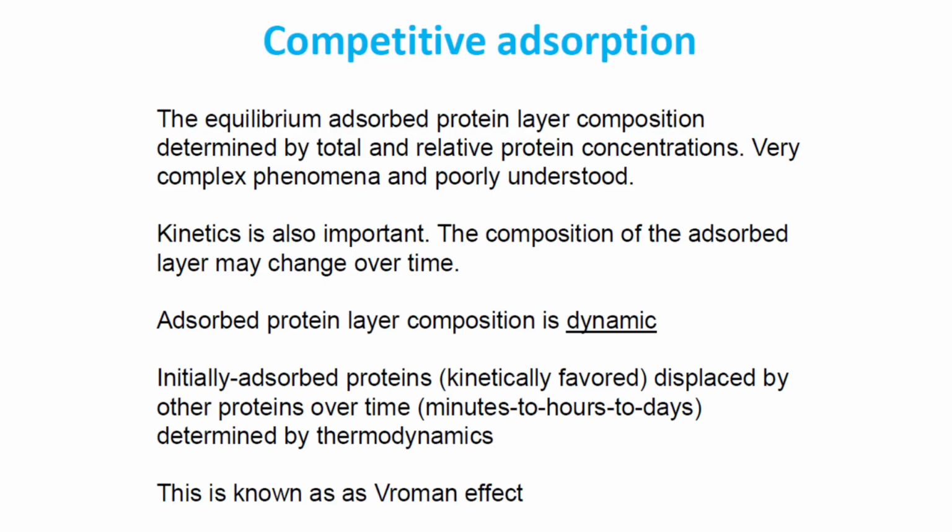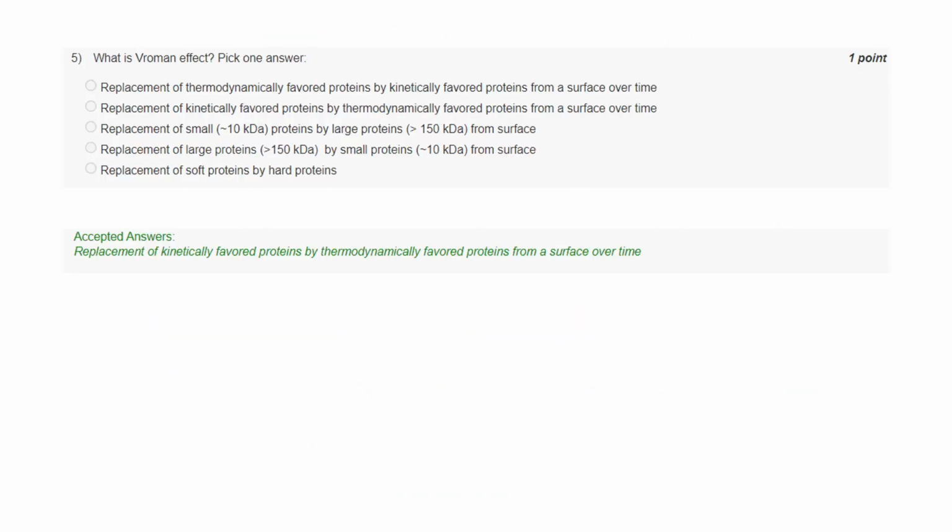So this is Vroman effect, where you once have a surface that is exposed to proteins. At the start, proteins which are in bulk quantity or which are in the vicinity of that surface will first adsorb onto the surface, and over time the thermodynamically favored proteins can replace these kinetically favored proteins because they have more stable interaction with the surface.